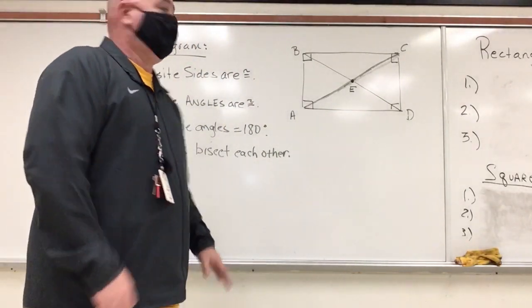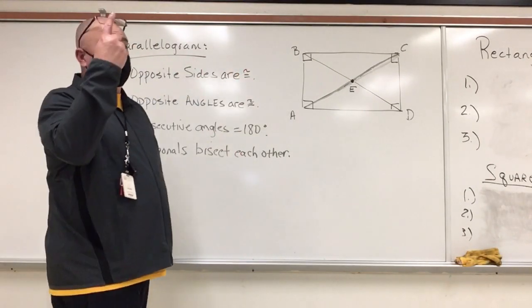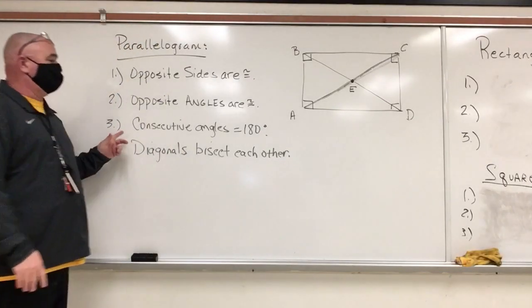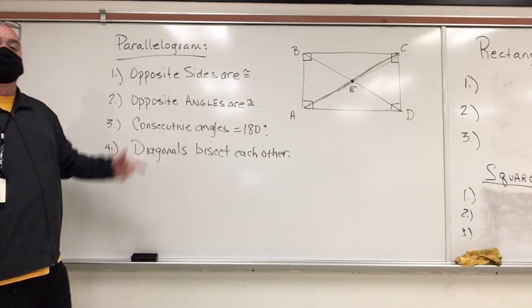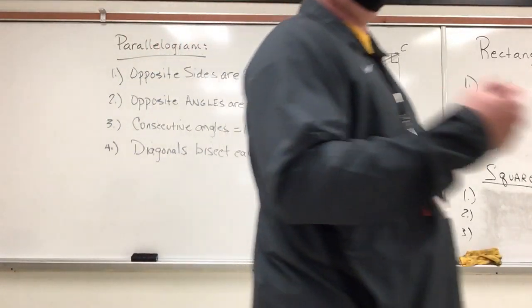Now, mind you, you got to have all 4 of these to be a parallelogram. One of them don't cut it. You got to have all 4 of them. Okay? Number 3, consecutive angles equal 180 degrees. They are supplementary angles. Now, what do I mean when I say consecutive?